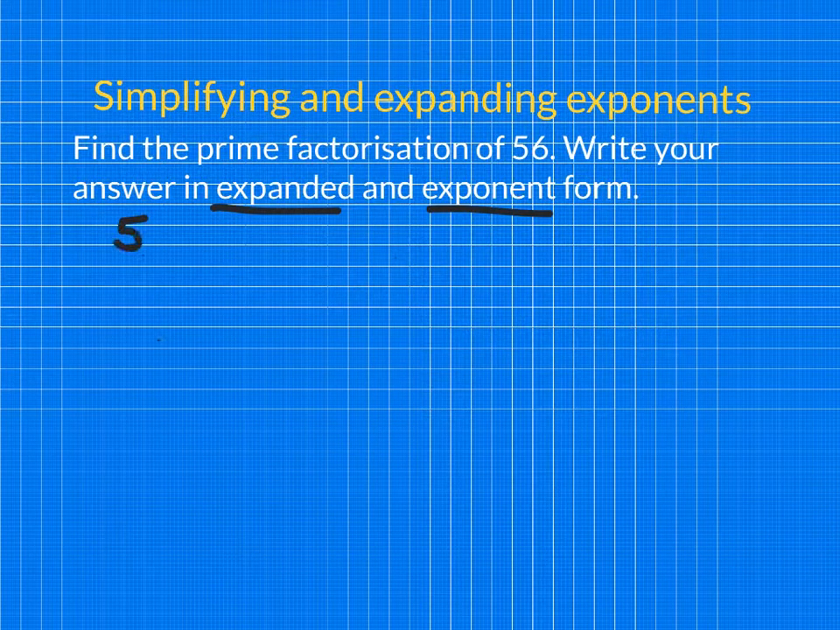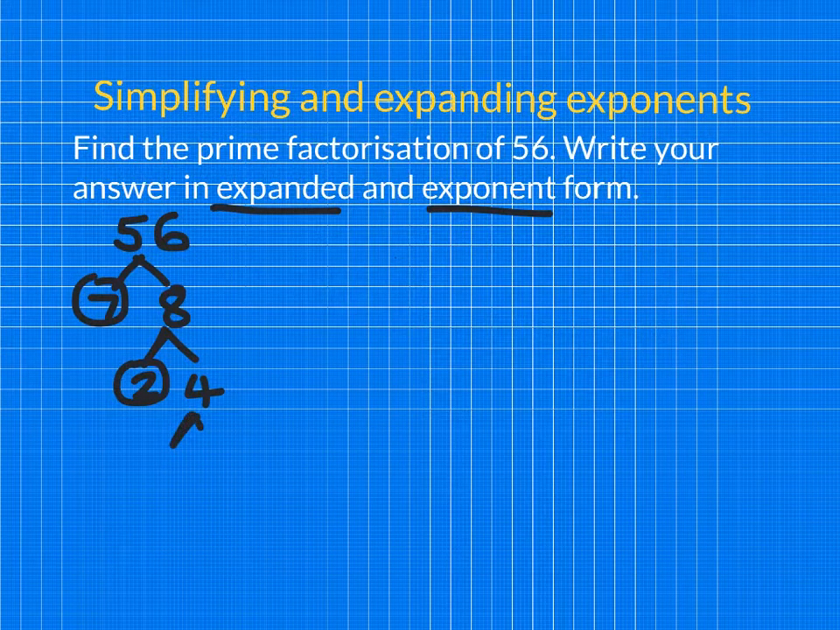There's 56, and we want to split it down into its prime factors. So 56 is 7 times 8. 7 is prime, so we can stop there. 8 is 2 times 4. 2 is prime, so we can stop there. And 4 is 2 times 2.